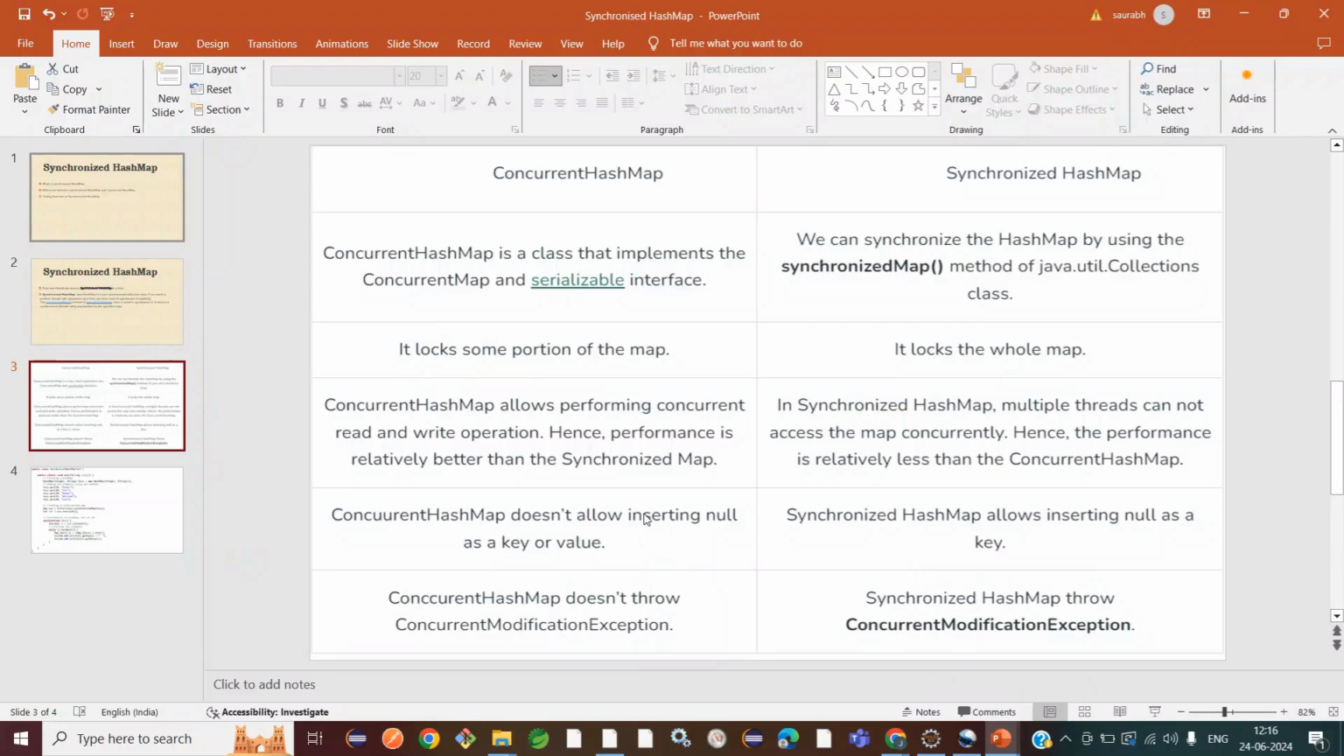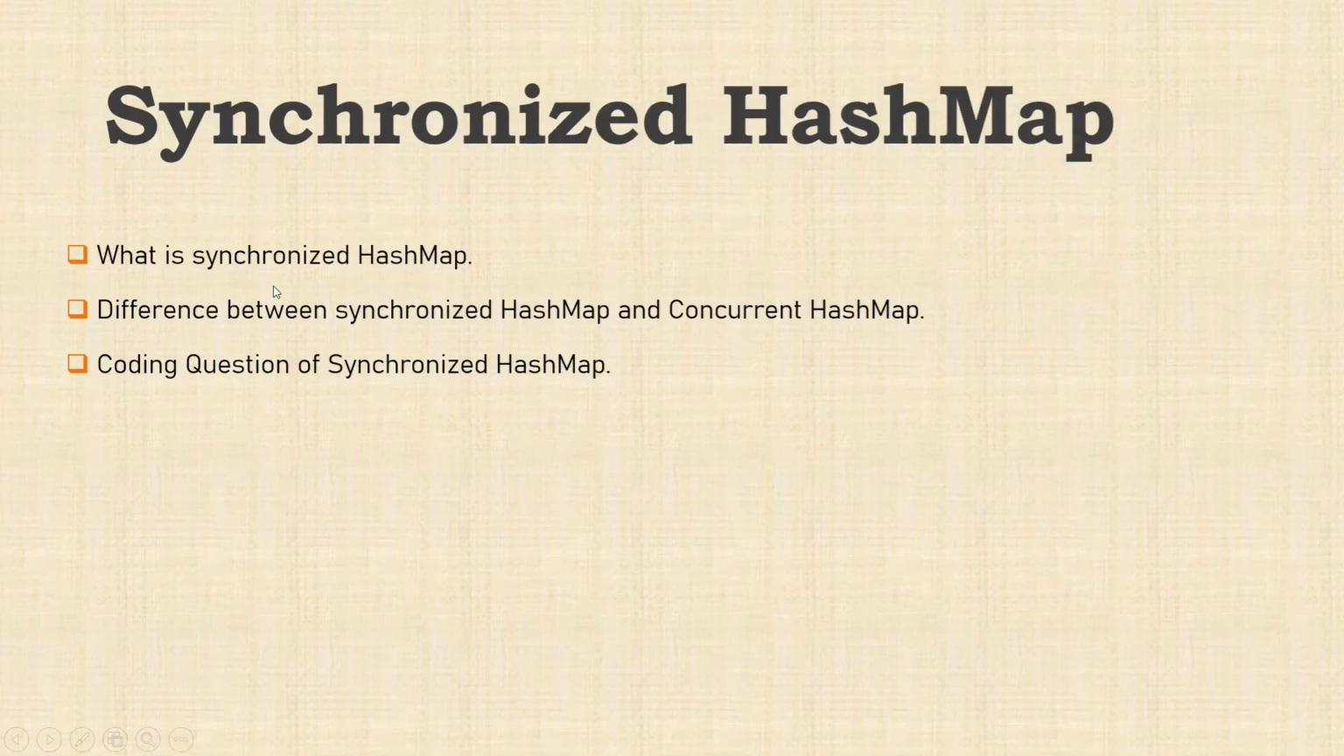Firstly, we'll cover what is synchronized HashMap, then the difference between synchronized HashMap and ConcurrentHashMap, then coding questions of synchronized HashMap. How can we make a synchronized HashMap? So let's start one by one.